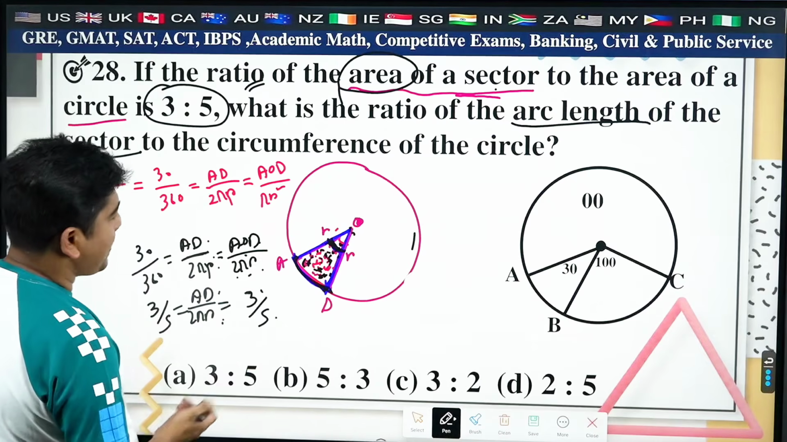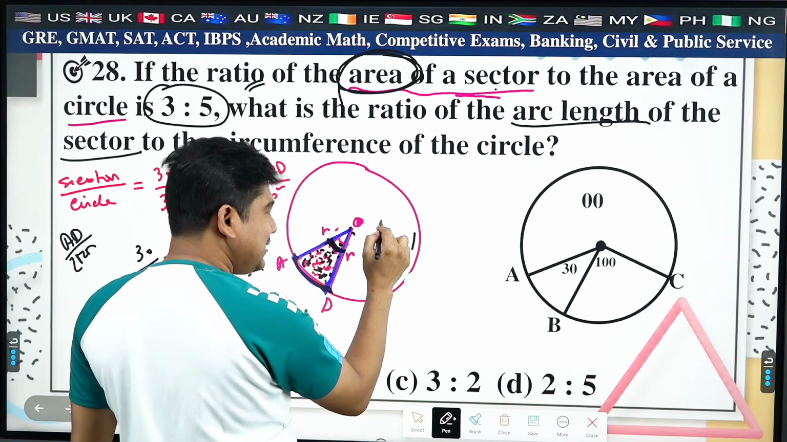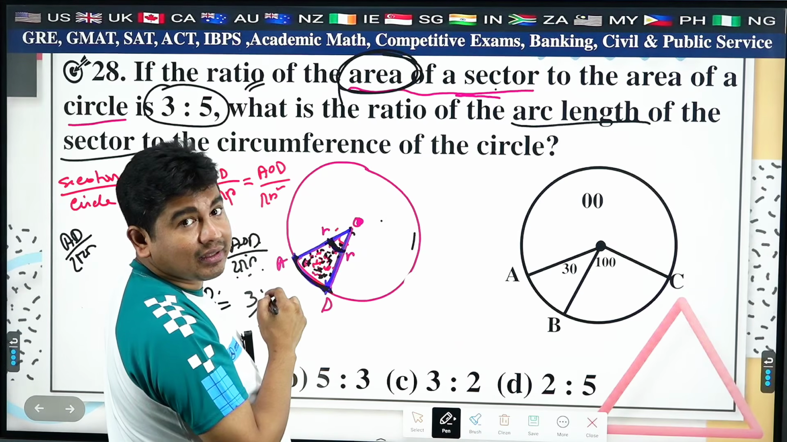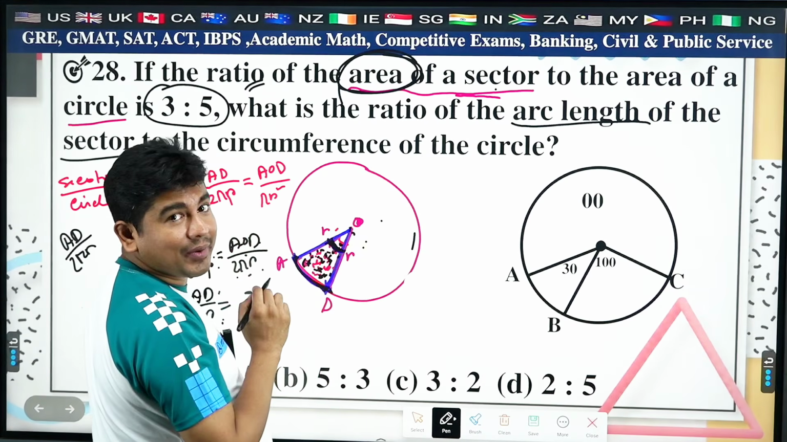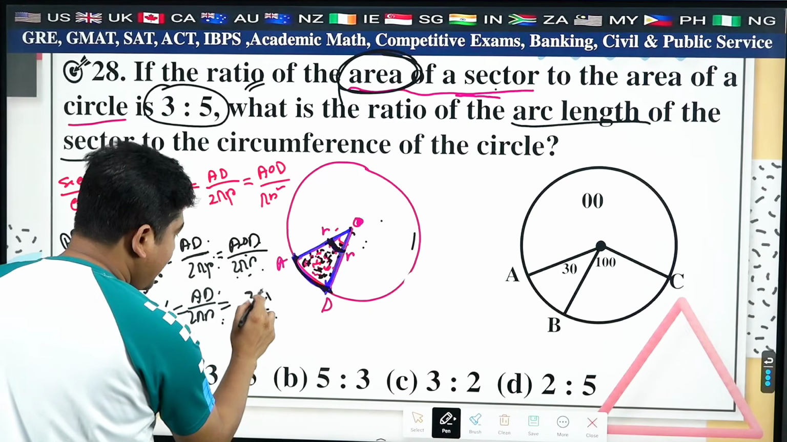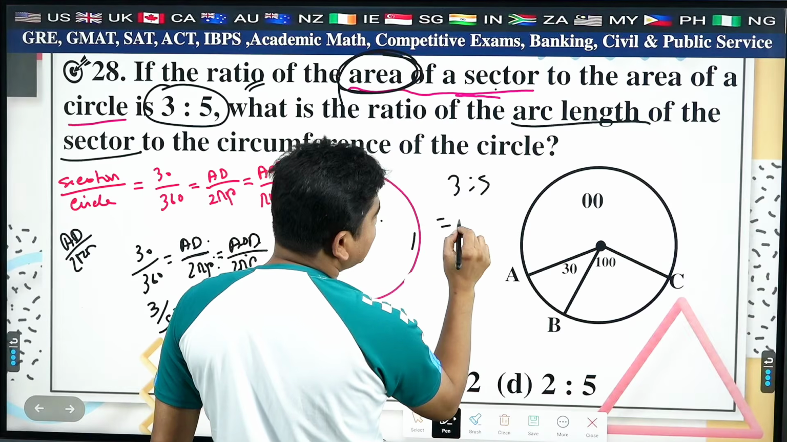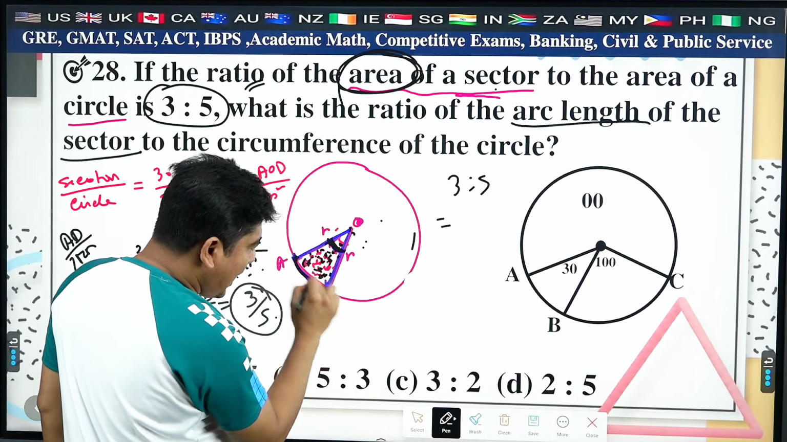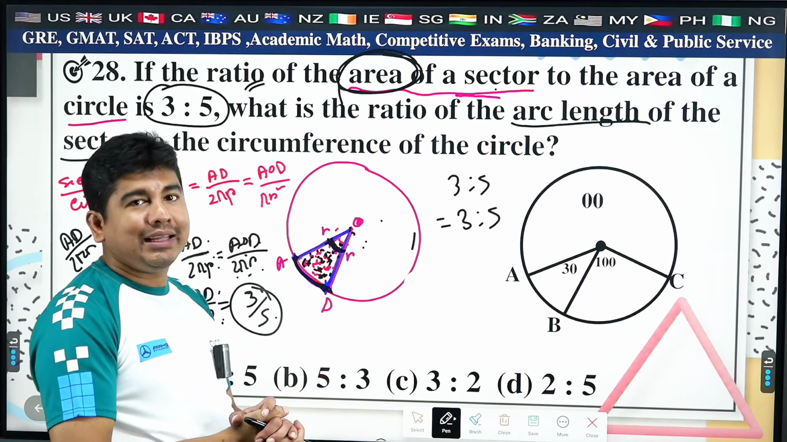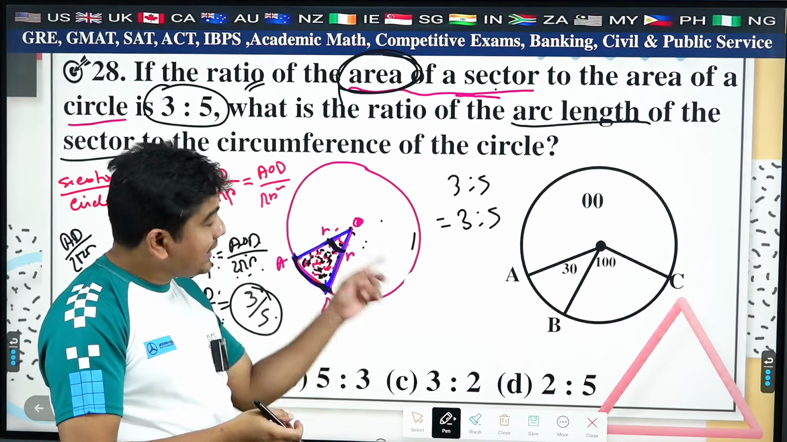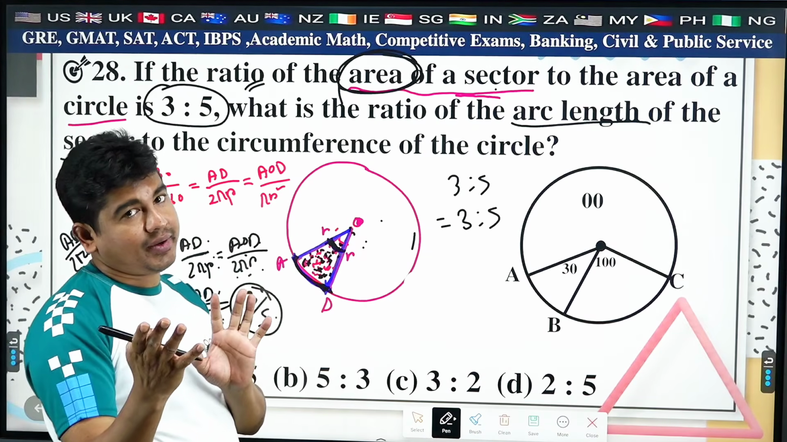Okay. The area of the sector and the area of the circle, area ratio is 3:5. Similarly, the arc and the perimeter ratio also will be 3:5, equal. In case of sector and in case of circle, these three things ratio is equal.